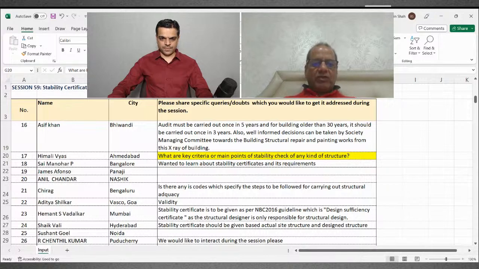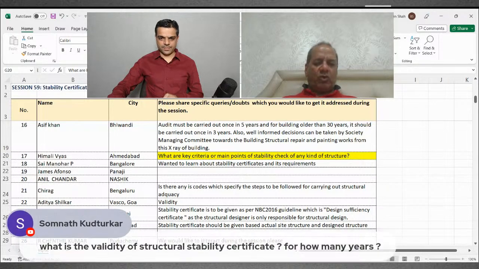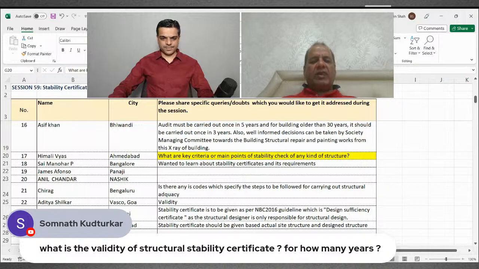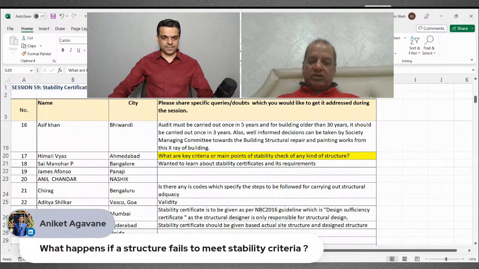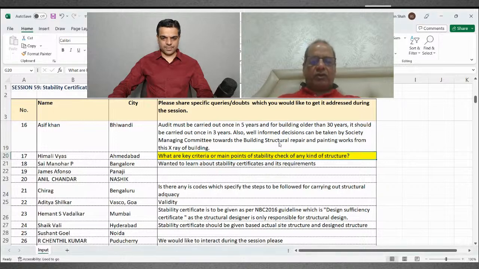Okay. What are the key criteria or main points of stability check of any kind of structure? As far as the structural stability certificate of design is concerned, the only check is whether it has been properly designed as per the Indian or other international codes and as per the parameters defined in the original set of objectives, which we call the tender document. Sometimes tender documents of several organizations stipulate certain more requirements. So if those are there, you can specifically mention that this stability certificate is issued subject to design done according to these codes and the following criteria.